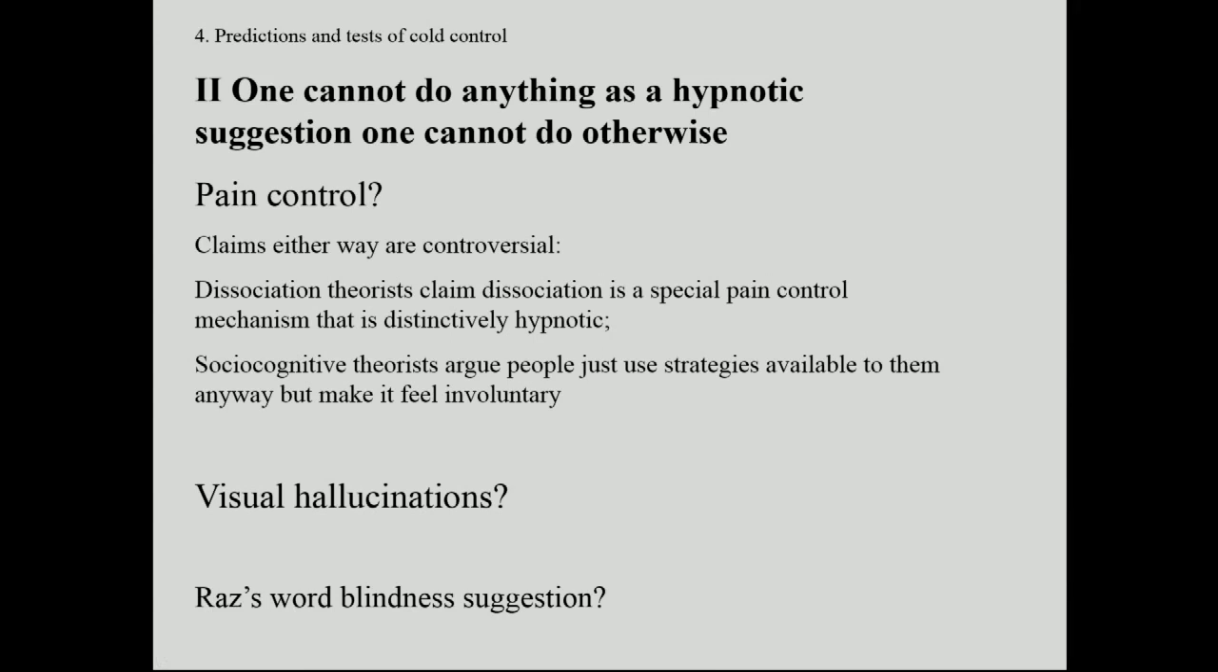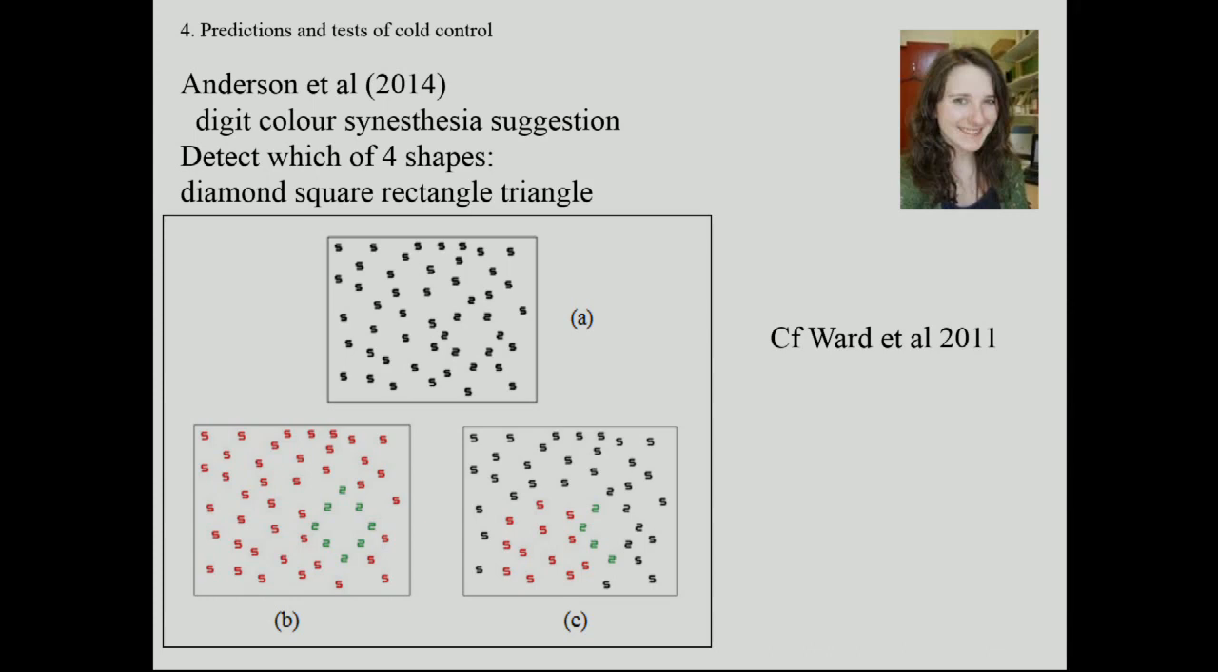Okay, in terms of hallucinations, here's a project by PhD student Hazel Anderson. Well, when she was a PhD student, she's now a doctor. The hypnotic suggestion was for synesthesia, that certain digits would be seen in certain colours. So in this array here, which is fives and twos, the subject might be told they'll see a five as red and a two as green.